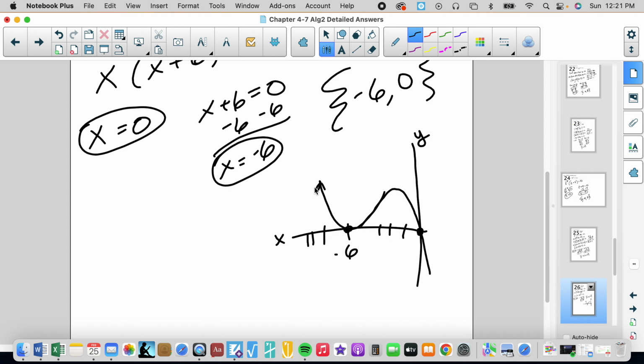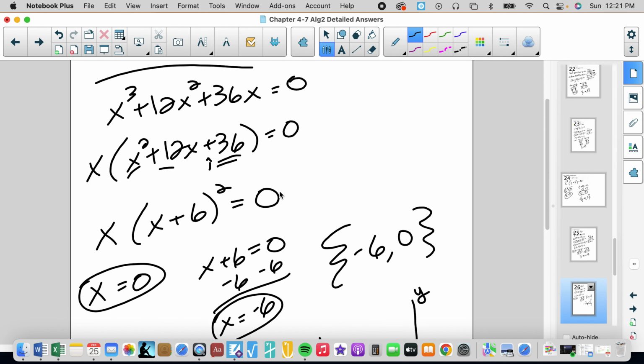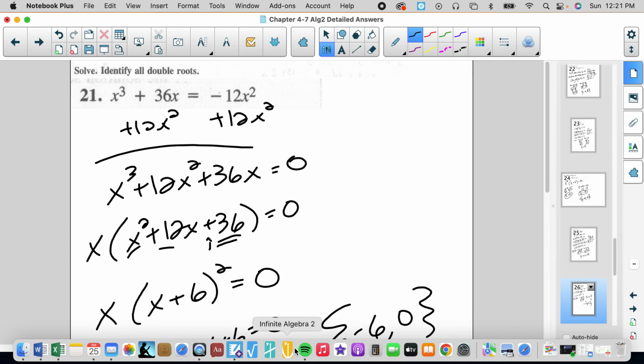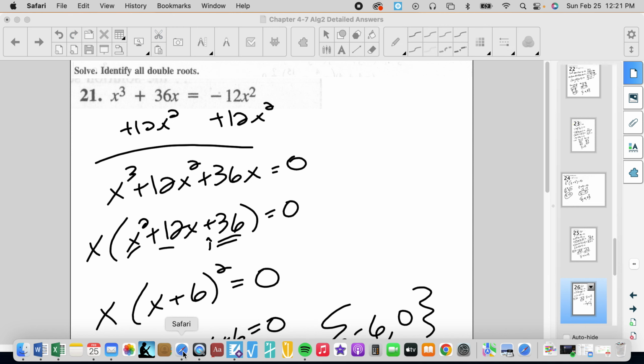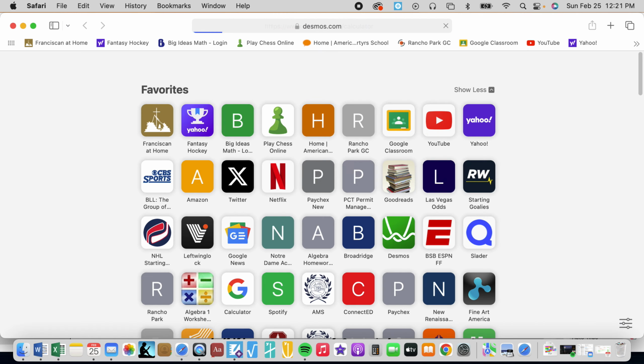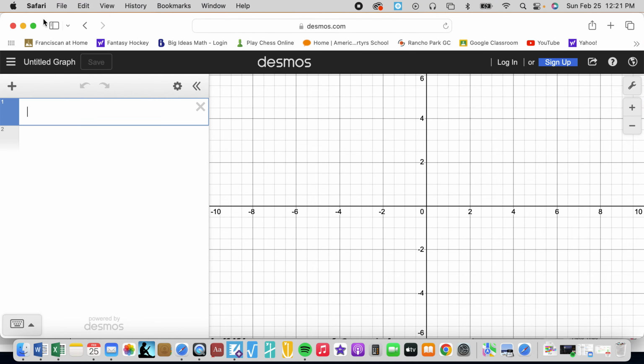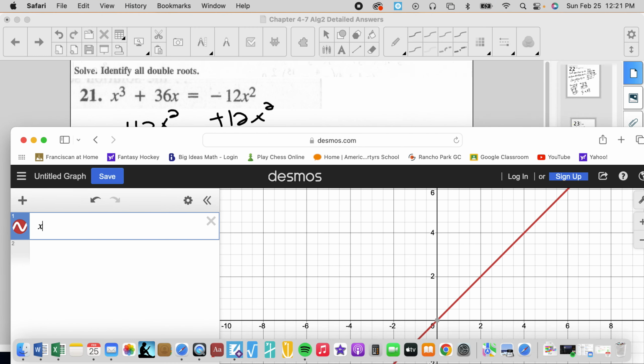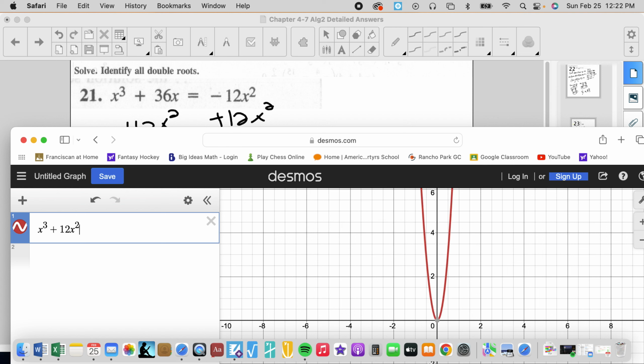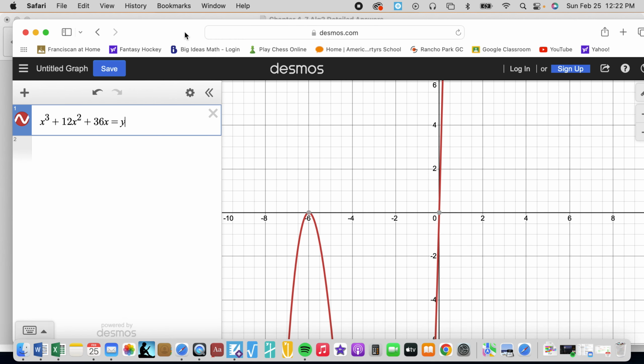So let's do something because we have time, and if you made it this far in the video, you're going to get a little bonus. So let's take this equation. Let's go to Desmos. Desmos, please don't make me wrong. x cubed plus 12x squared plus 36x equals, we'll do y. All right, so it just went the wrong way.